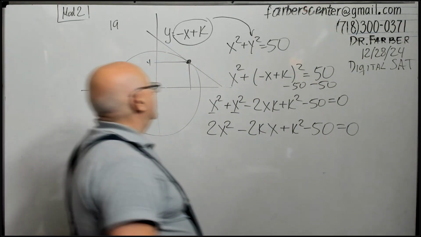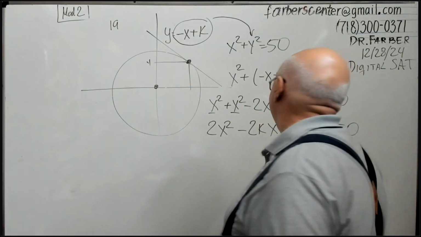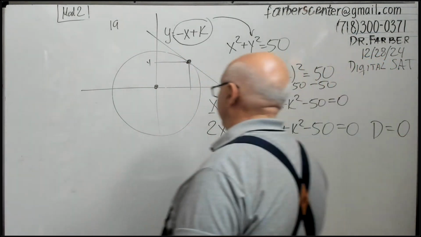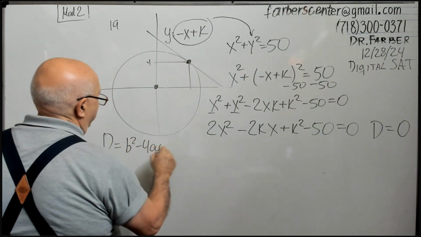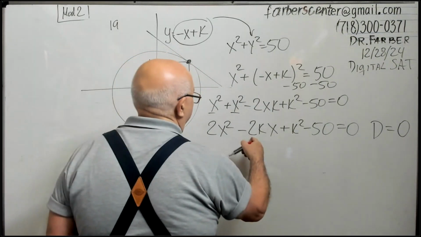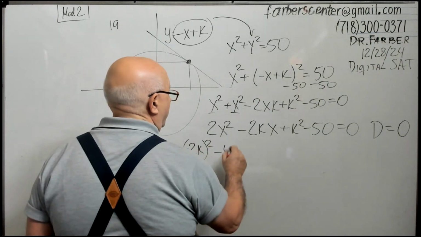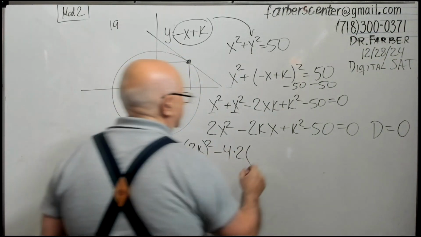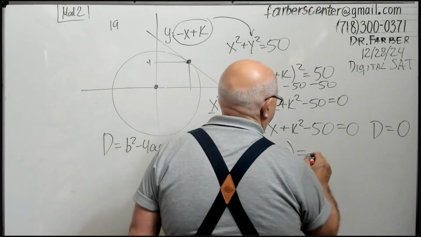If the line negative x plus k is tangent, it means it has only one common point, when the discriminant equals 0. And how to find the discriminant? Discriminant equals b squared minus 4ac, and b squared equals negative 2k to the second power minus 4 times 2 and times k squared minus 50. And this must be equal to 0.